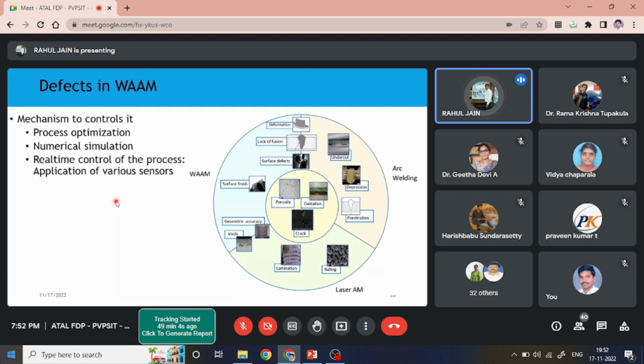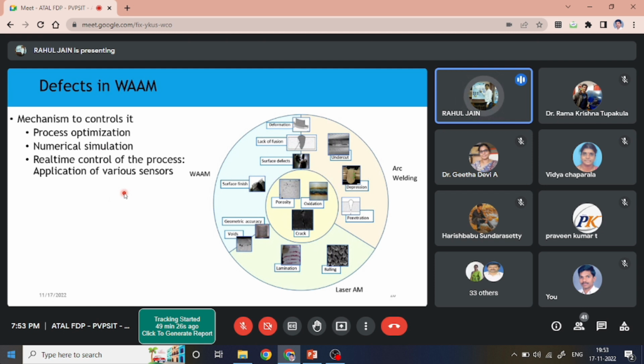Once we collect the data using the sensor, we can process the data and identify certain features. Based on those features, we can say whether a defect has come or not, whether this product is defective or not, and if it is defective, what kind of defect. All these things are possible using sensors.